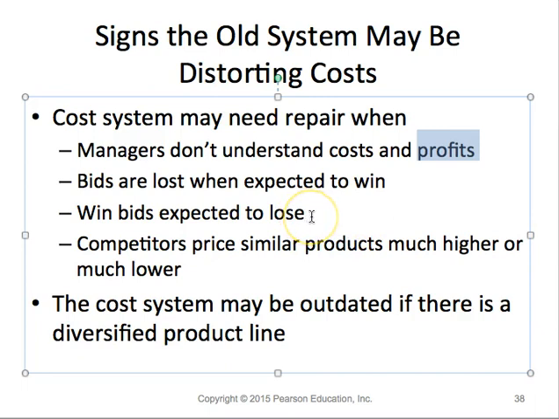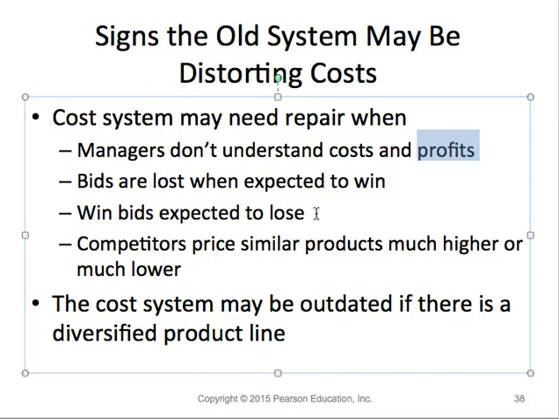Bids are won when you expect to lose. You think, okay, with this price we probably are not going to win the bid, but surprisingly, you win it. What happens? Actually, it should be the other way. Not too high, too low. Sorry, your price is too low.